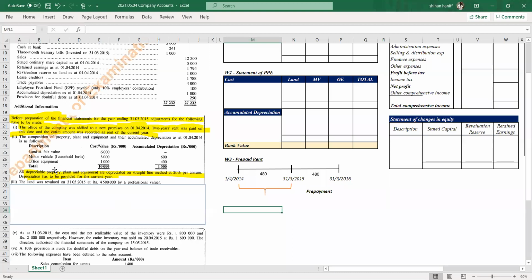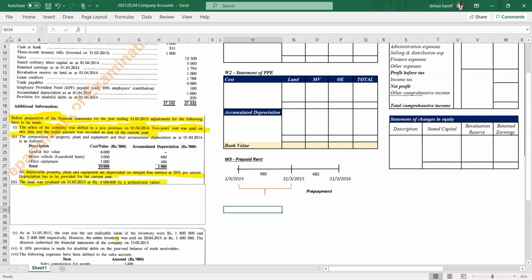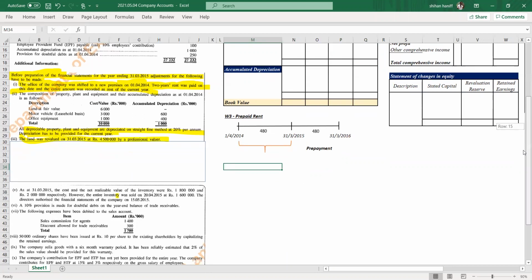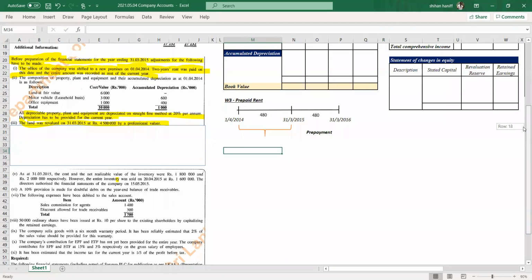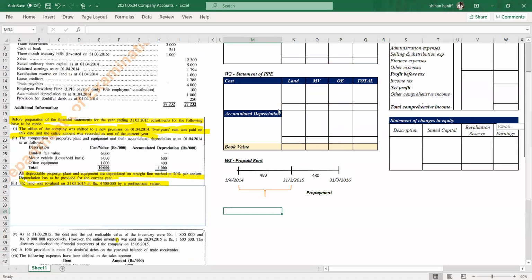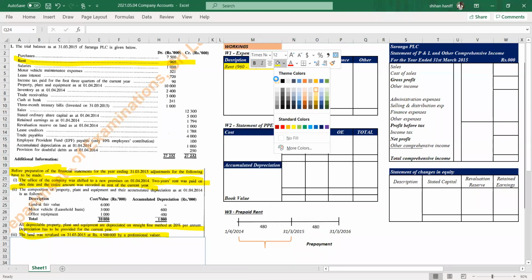Now we have 3 assets, and also the land was revalued. Land was revalued on 31st March 2015 at 4.5 million by a professional valuer. So those are the adjustments related to PPE, non-current assets. Come to this statement of PPE.